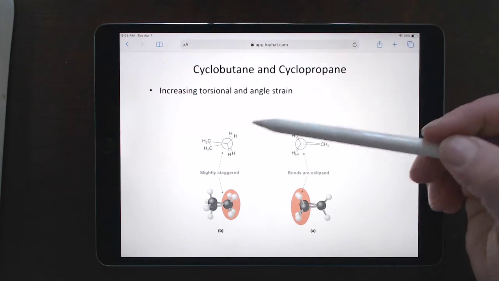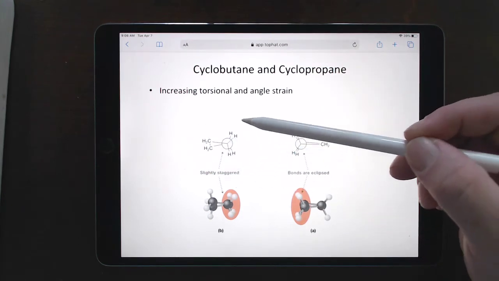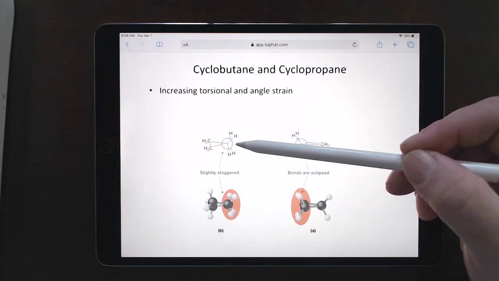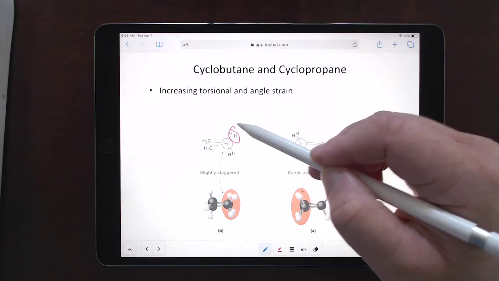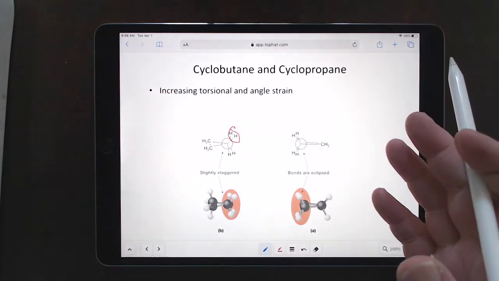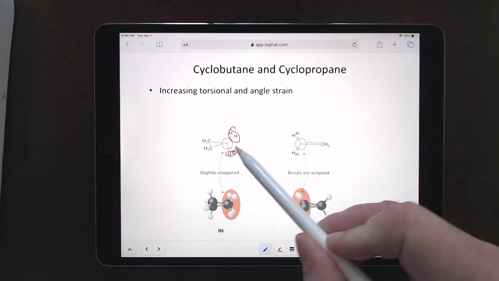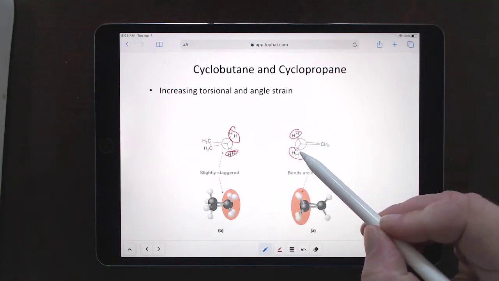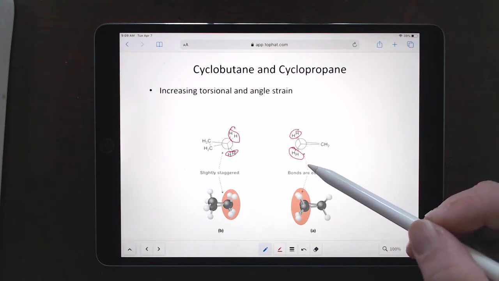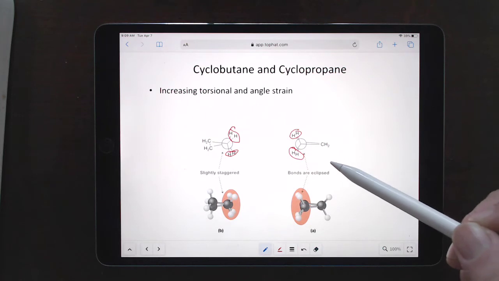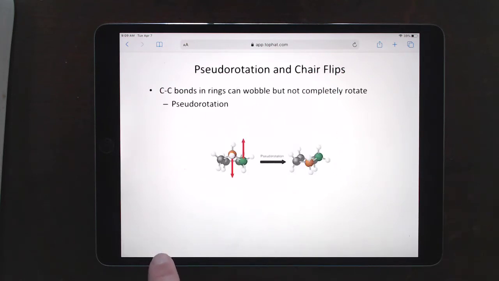With cyclobutane, you can get at least a little bit of twisting, so these things are slightly out of eclipsing, and that helps significantly. But with cyclopropane, there's nothing you can do. There's just not enough room to be able to move around much.